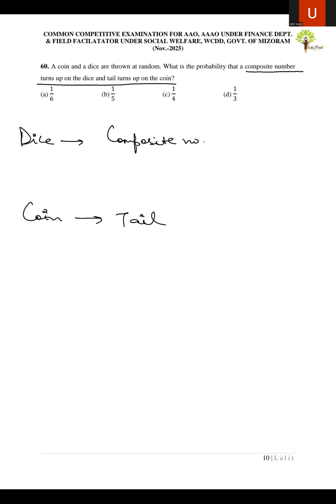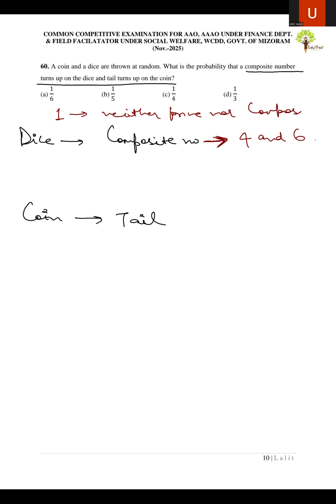So what does it mean? What is the meaning of composite number? Composite numbers are the numbers, just leave the prime numbers, the rest are the composite ones. I can say 4 and 6. 4 and 6 are two composite numbers. Now one is neither prime nor composite. All right.